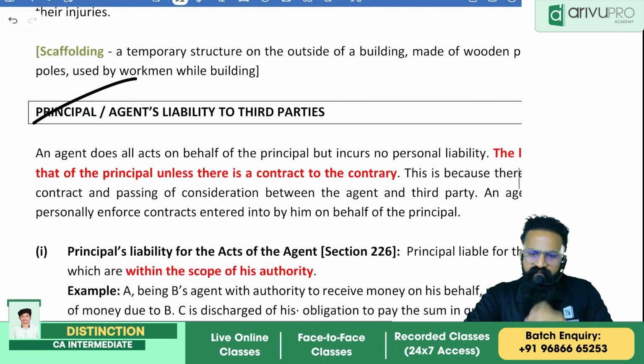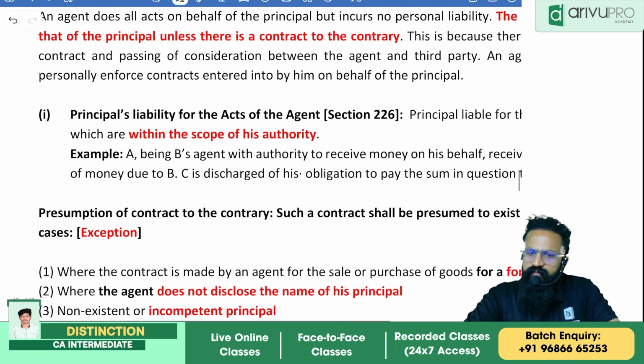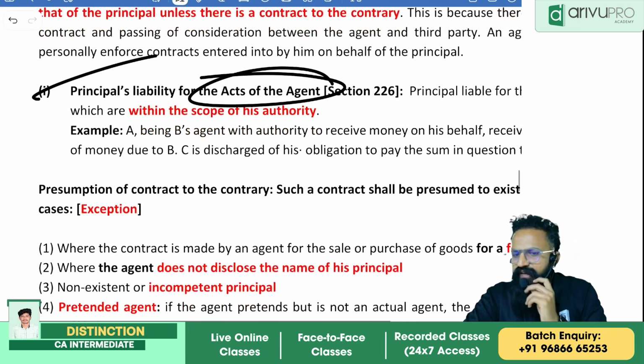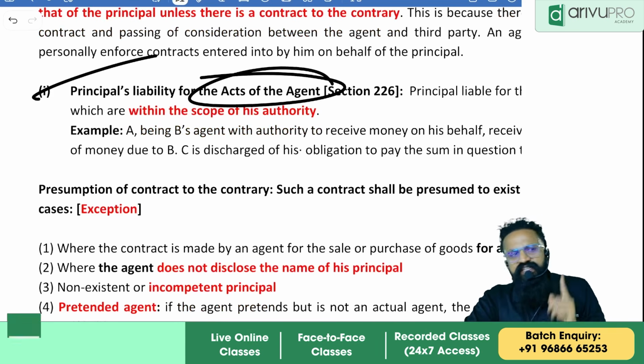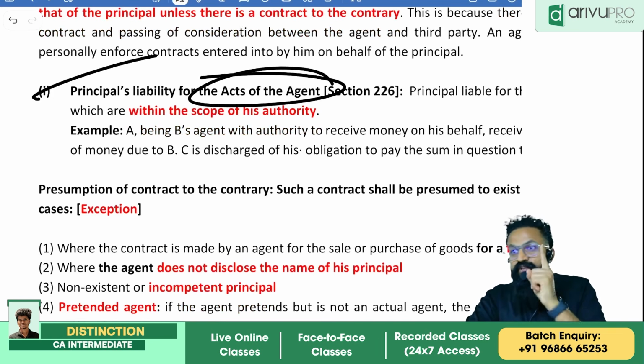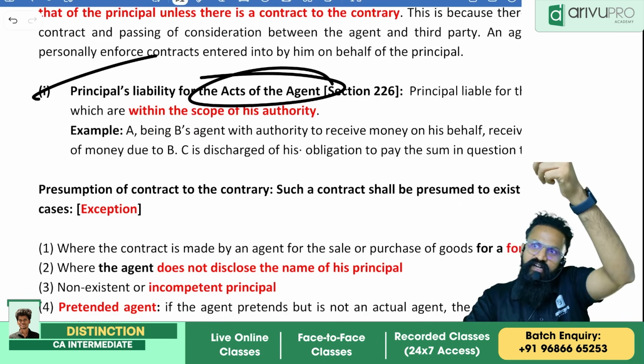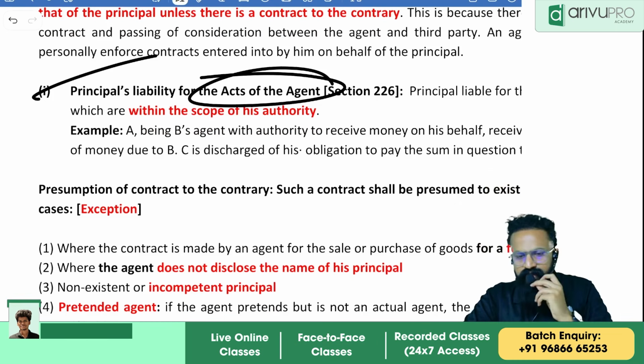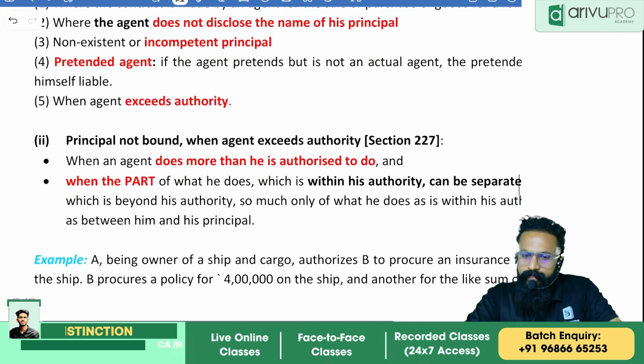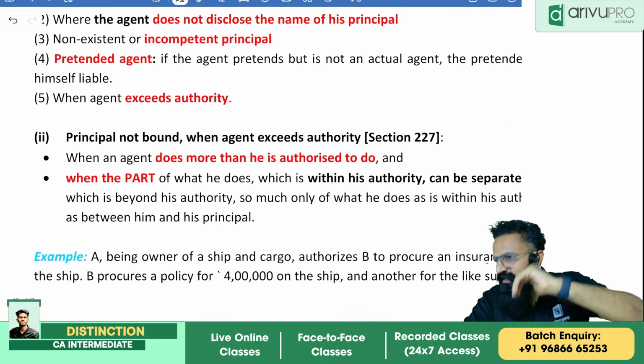Principal or agent's liability to third parties. Principal is liable for the acts of the agent within the scope. If the agent does anything within the scope, for that the principal only is liable. What if the agent exceeds the authority? The agent is liable. What if the agent exceeds the authority?